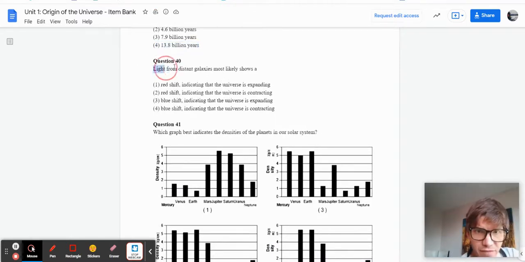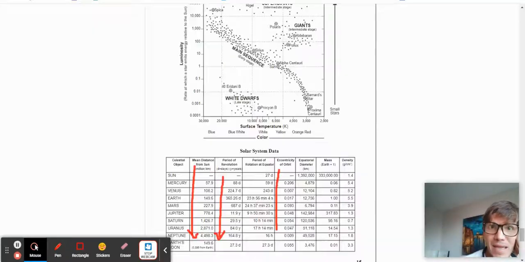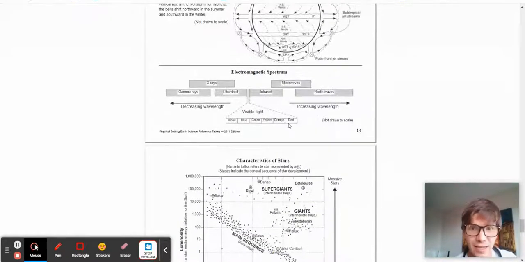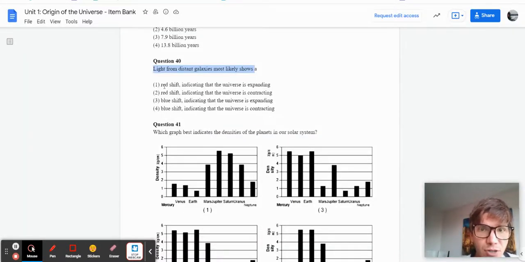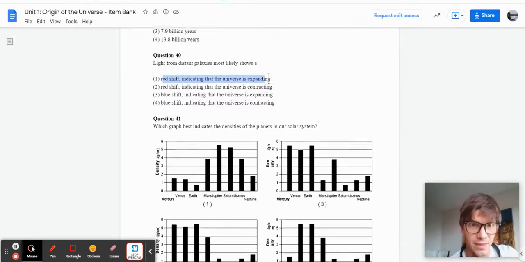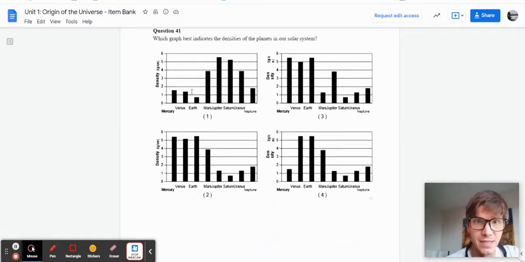Let's do it. Light from distant galaxies most likely shows, well, we know that they are moving away from the observers. Those wavelengths are getting stretched out, making them shift to the red side, increasing wavelength, redshift. So redshift indicating that the universe is expanding. That's what our Big Bang theory states.